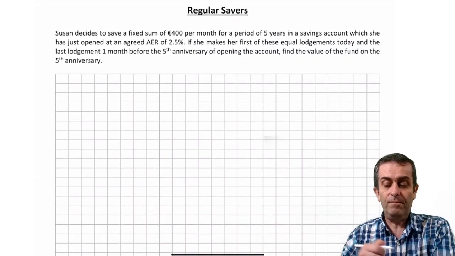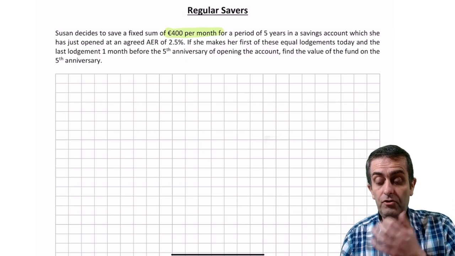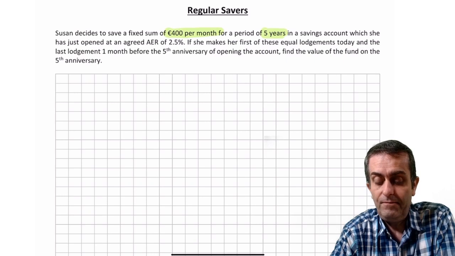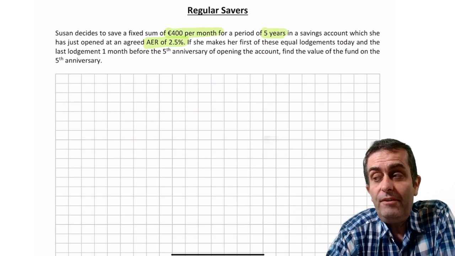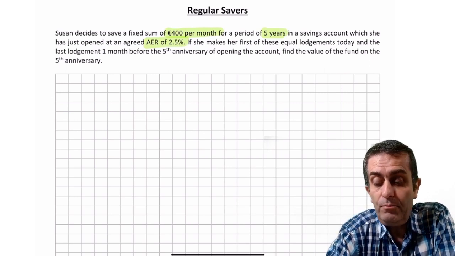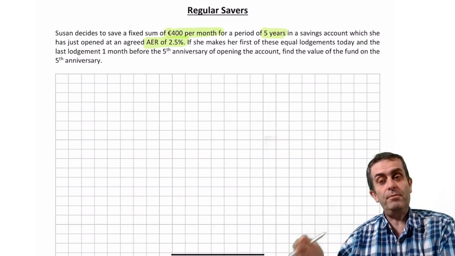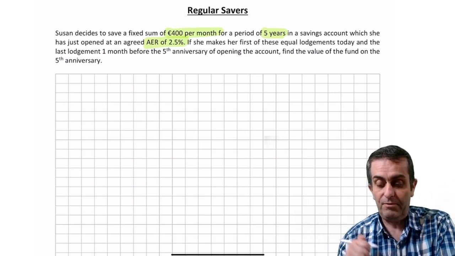So a lady called Susan decides to save a sum. We're going to highlight all of the important parts in the question. They decide to save an amount of €400 per month over a period of 5 years in a savings account at an agreed AER, annual equivalent rate, of 2.5% per annum. Okay, 2.5% per year. Remember, AER means annual equivalent rate, okay, of 2.5%. It's really important in questions like this where there are multiple lodgements that you pay close attention to when the first lodgement was made and when the last lodgement was made.